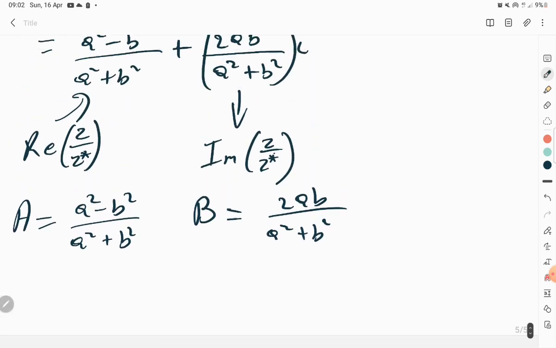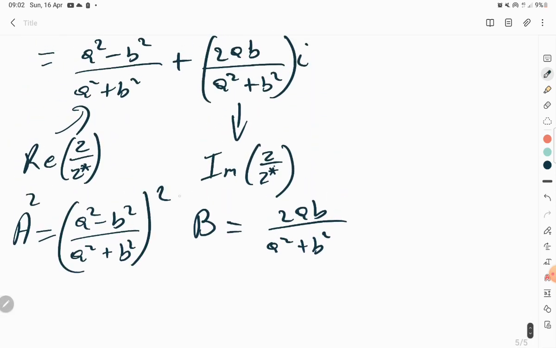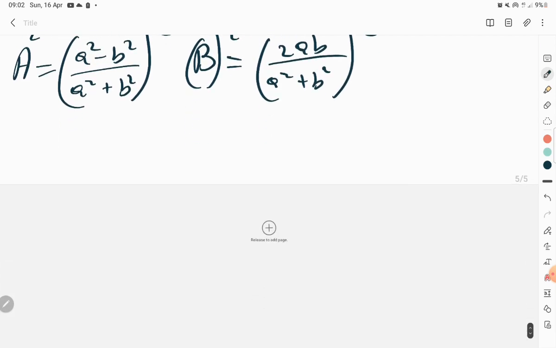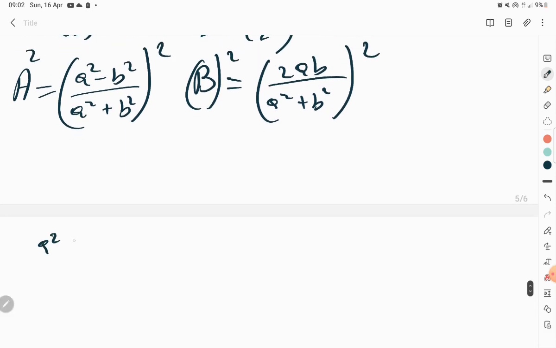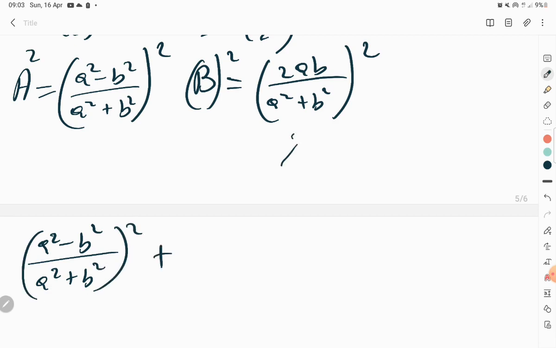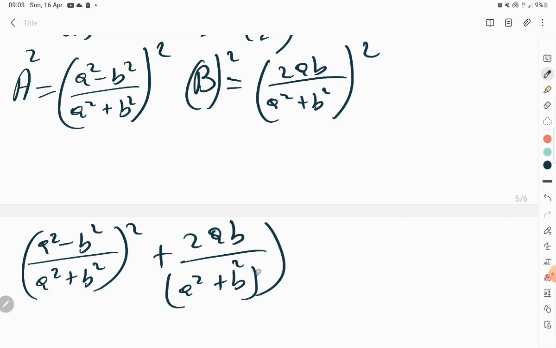Now we need these to be squared, because we are proving that the sum of these two squares is equal to 1. So you have a squared minus b squared, all divided by a squared plus b squared, all being squared, then plus 2ab all divided by a squared plus b squared, also squared. Let me just take these ones out. Then that is equal to what?